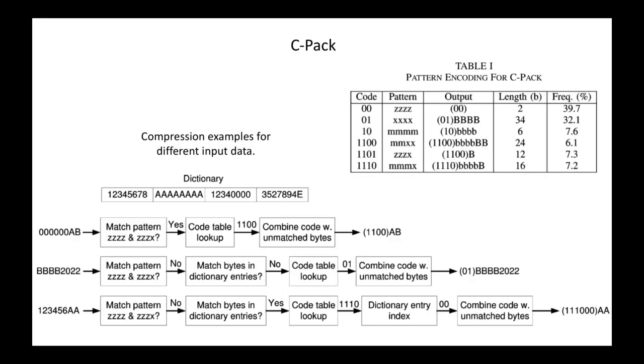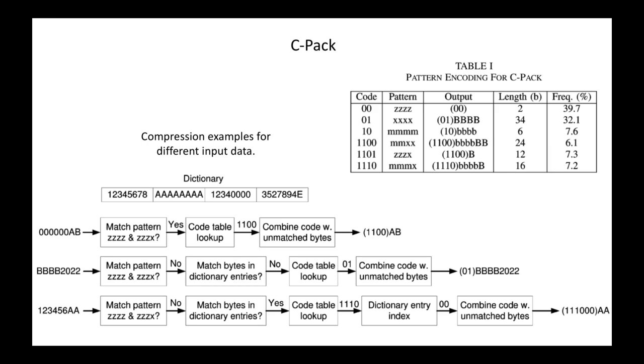On the right-hand side is the table that we have just mentioned. This table summarizes the patterns and the coding schemes used by CPAC. And at the bottom, there are some compression examples for different input data. When there's an input, we first look to see if it matches the pattern ZZZ and ZZX or not. If yes, we'll look up the code table and combine the code with our matched bytes.